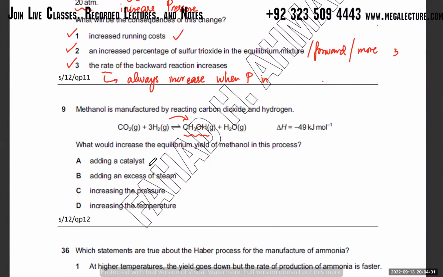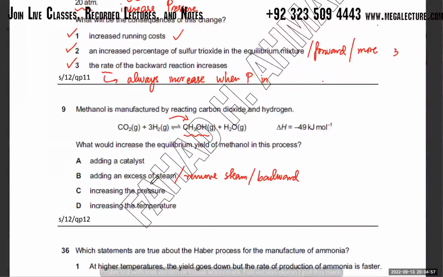और क्या हो सकता है? If I add more steam to it, what will happen? कौन सा reaction favor होगा? Backwards. It will try to remove steam. Okay, so that means backward will be favored. We don't want the backward reaction to be favored.